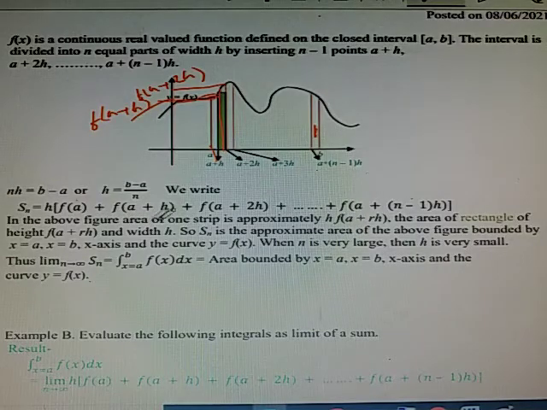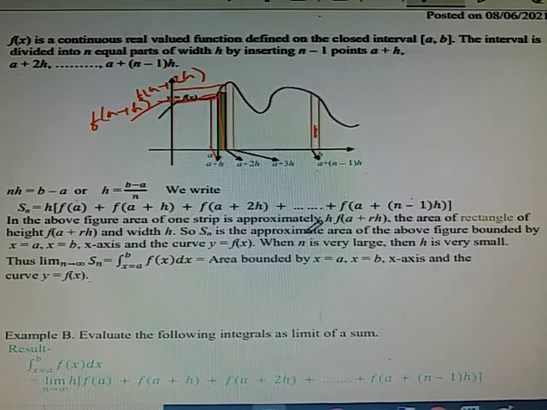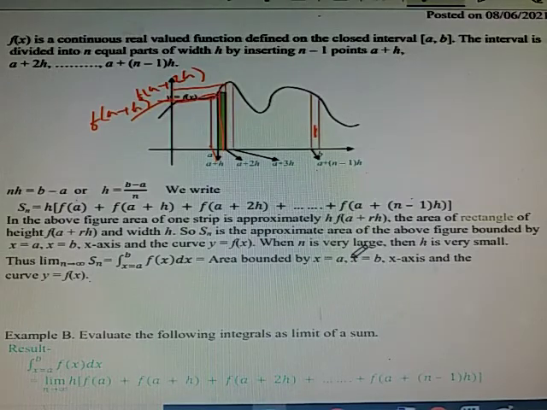So in the above figure, the area of one strip is approximately the area of the rectangle. The above figure is bounded by x equal to a and x equal to b, the x-axis and the curve. So when n is very large, then h is very small. We are taking the limiting value.